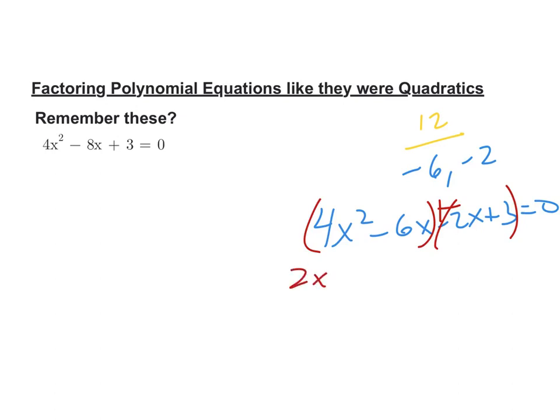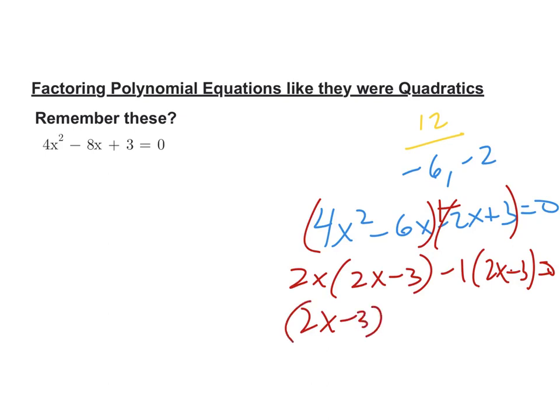There's a greatest common factor here of 2x. I'm left with 2x minus 3. Inside here, leading term is negative, so I want to factor out a negative. 2x minus 3. So this is 2x minus 3 times 2x minus 1. This is just the box method, except instead of using a box, we use grouping instead. That's all the box method is, a grouping method.